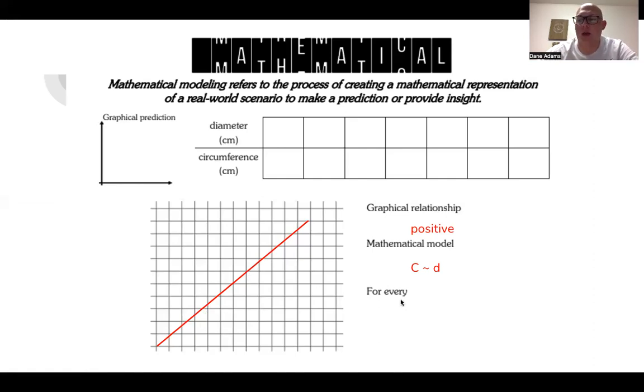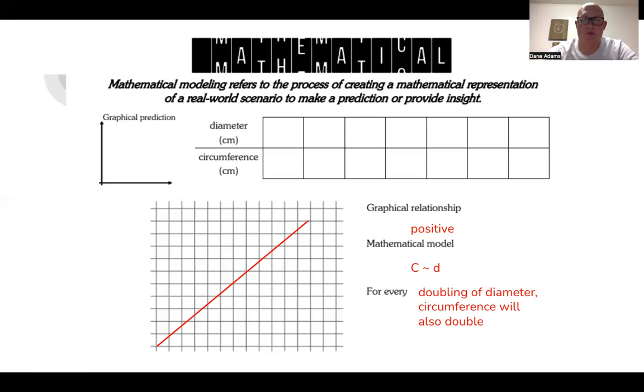So finally, I can make a prediction. For me, I made a prediction that looks like this. For every doubling of diameter, circumference will also double. And you could have phrased it differently, like for every tripling of diameter, circumference will also triple. For every half of diameter, the circumference will also half. Whatever happens to diameter, the same thing will happen to circumference.